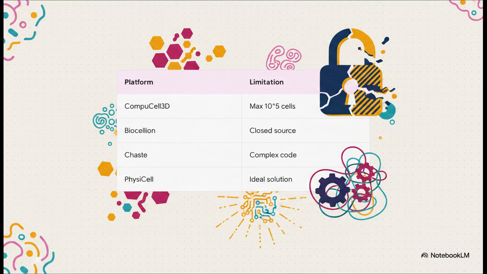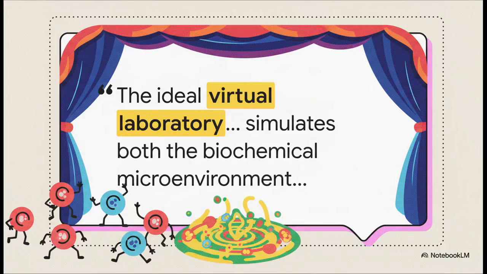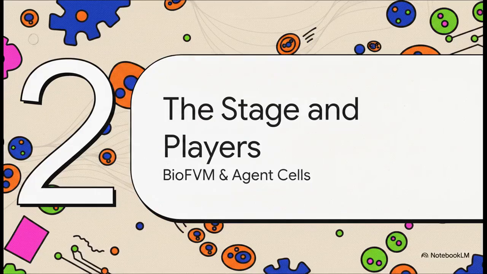PhysiCell was engineered specifically to smash right through all of these bottlenecks. The developers actually tackled this challenge using a pretty brilliant theatrical metaphor. They realized that to build the ultimate virtual laboratory, you have to accurately simulate two very distinct things. First, the biochemical microenvironment, which they called the stage, and second, the individual cells themselves, which are the players acting upon that stage. Which brings us right to part 2, the stage and players, focusing on BioFVM and agent-based cells.